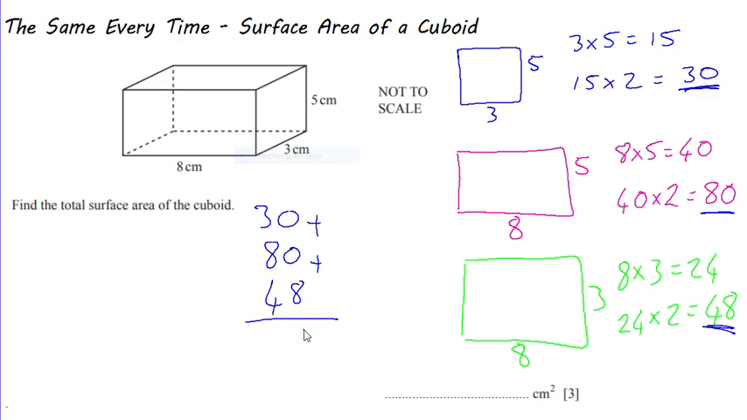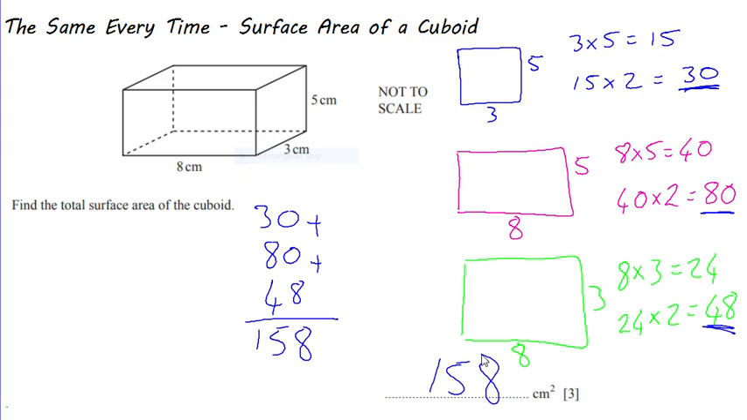Doing this non-calculator, that gives me 8. 3 plus 8 would be 11. Then plus the 4 gives me 15, so 158. So my final answer, 158 centimeters squared. All done non-calculator.